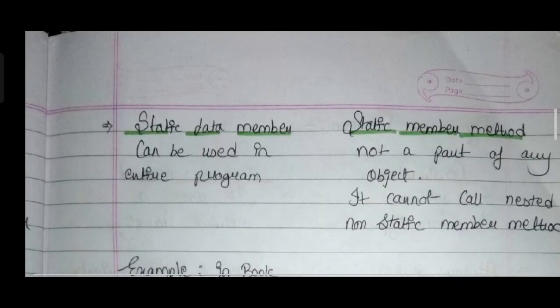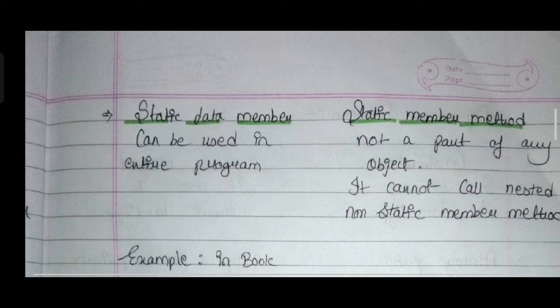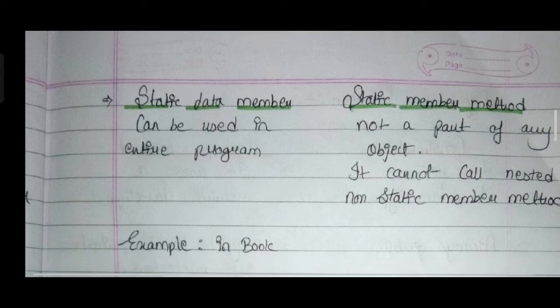Now next is static data members and static member methods. When data members are declared as static, that means they can be used in the entire program. And when member methods are static, they cannot be a part of any object, and also they cannot call any non-static member method. Means they are not able to call any member method which is non-static.